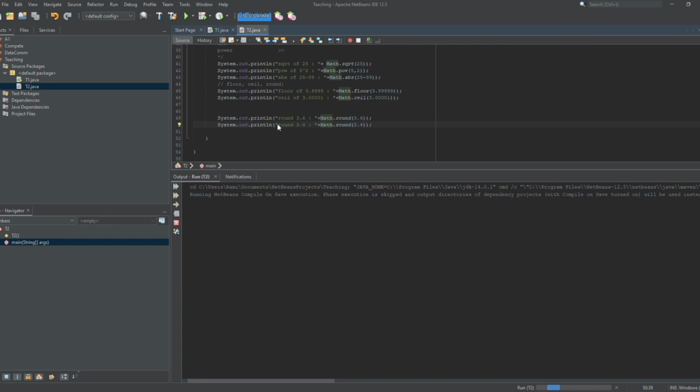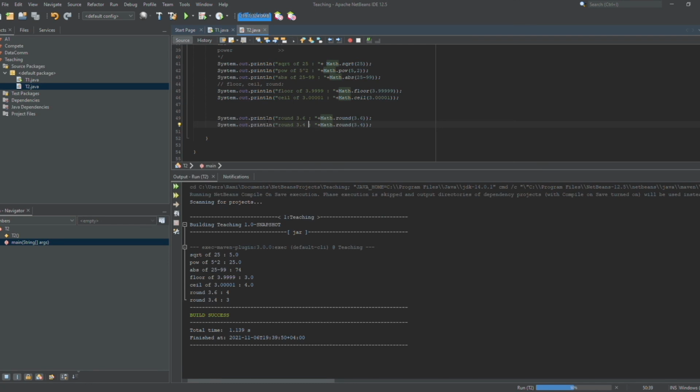Now let's run the code and see the output. As you can see, round 3.6 gave us what we would normally expect from a rounding function. It rounded it up because it's closer to the next integer. And in the second case, when it was 3.4, it rounded it down because it's closer to the previous integer.